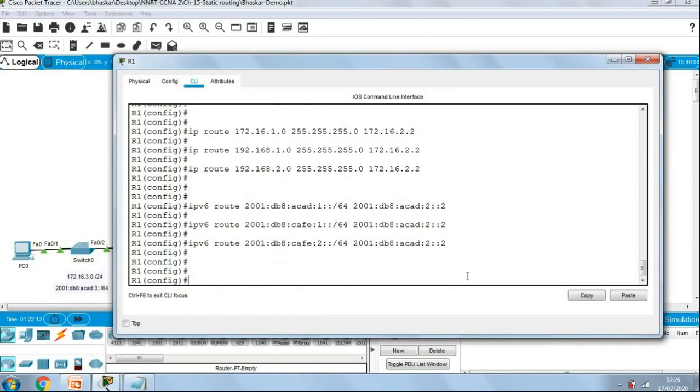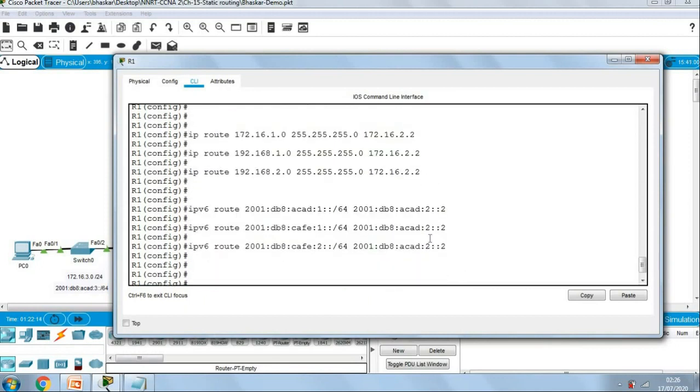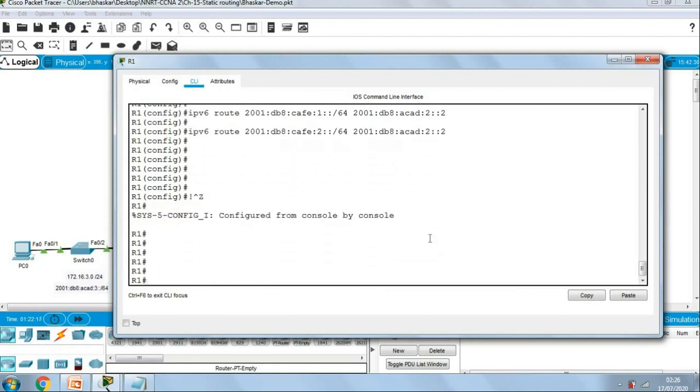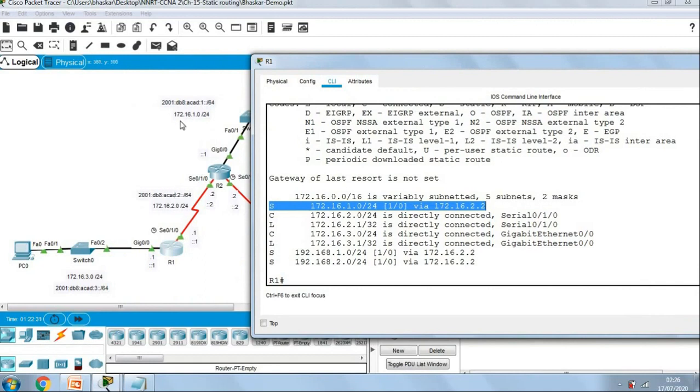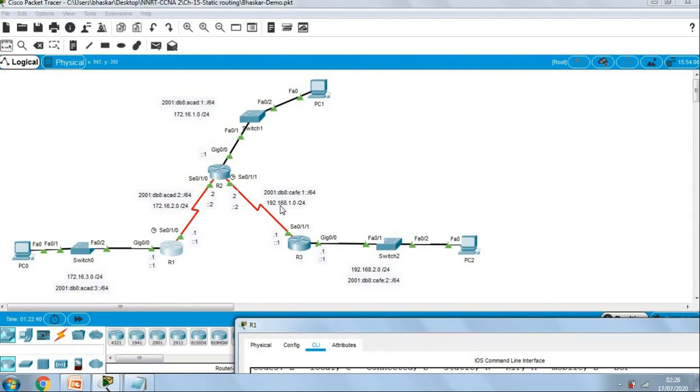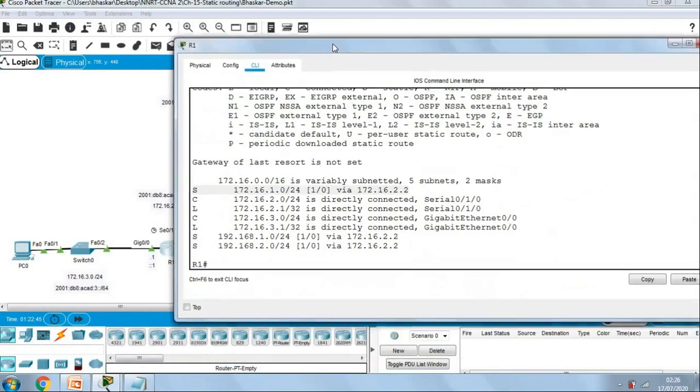IPv6 addresses. Okay. So if you want to verify these routes, going back, do the command show IP route. Okay. So if you do the command show IP route, you will see how many static routes you are configured. One, you can reach via, see here, you are going to reach this network 1.0 network through the gateway is 172.16.2.2, right?